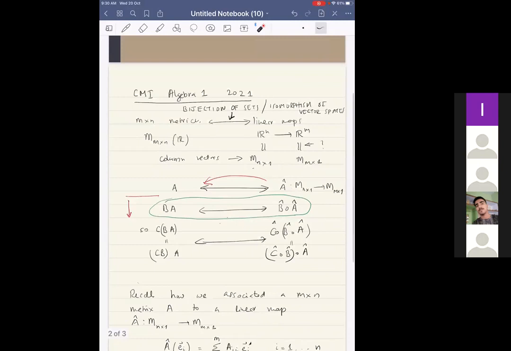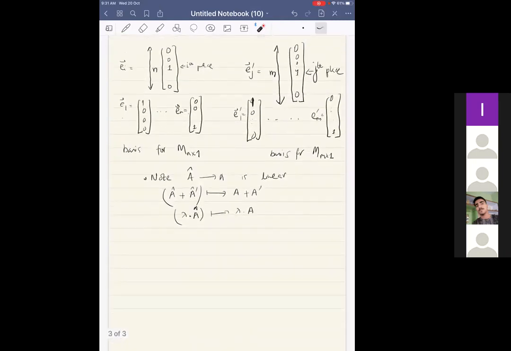So in other words, this is what I began with. This is a vector space. This is a vector space. And this map, going from A hat to A, is a linear map between the vector space of linear maps and the vector space of matrices. So A going to A hat is a linear map, sorry, it's the other way, A hat going to A.